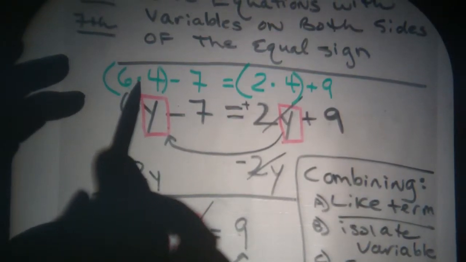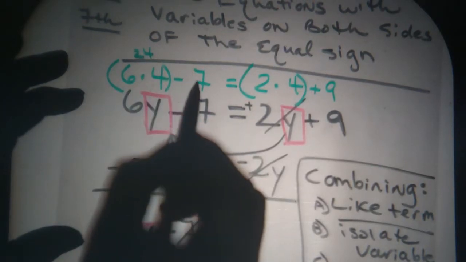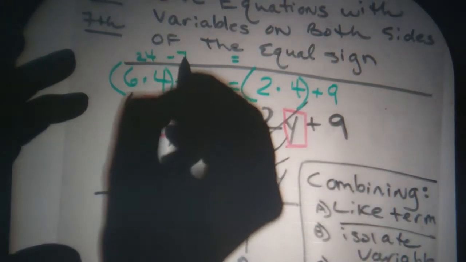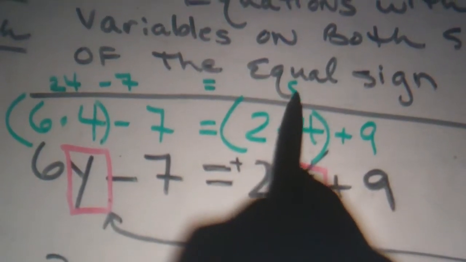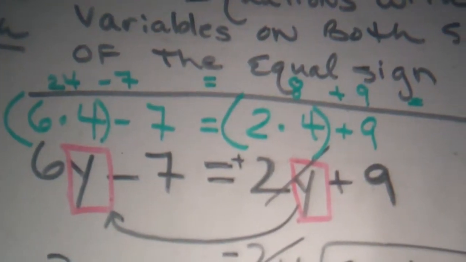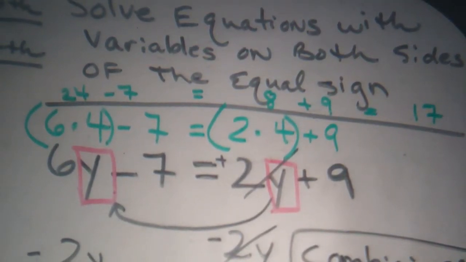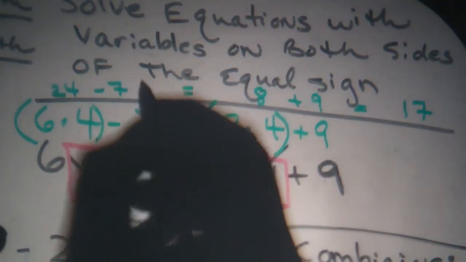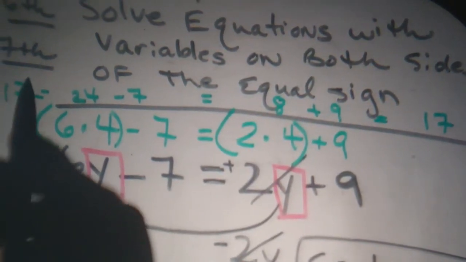Alright, 6 times 4, 24. 24 minus 7, and then we have 2 times 4 is 8 plus 9. What does that solve to? 17. Is that correct? Do both sides of the equation work out? Does this solve to 17? 24 minus 7? That is 17 as well.